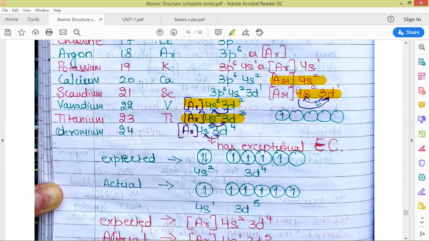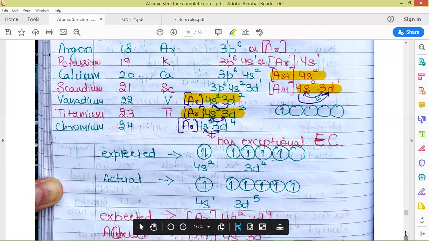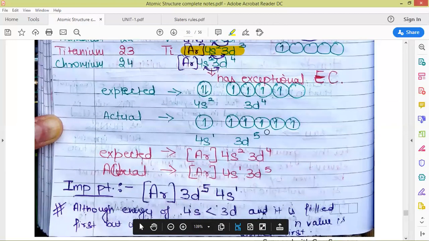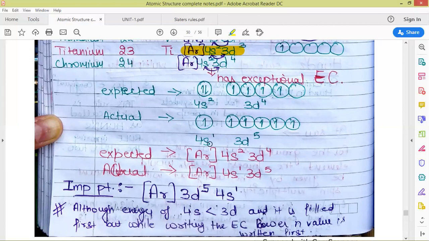Next we have chromium. This is having an exceptional configuration. The expected configuration for chromium is 4s2 3d4, as a total of 24 electrons are there: argon is 18, then 19, 20, 21, 22, 23 and 24. But actually what happens is one of the electrons from the 4s orbital jumps to the 3d orbital and the configuration becomes 4s1 3d5. The reason for this is not explained by the Aufbau principle, but this happens. This is the exceptional electronic configuration for chromium.